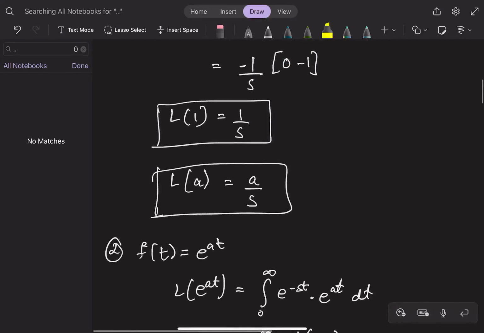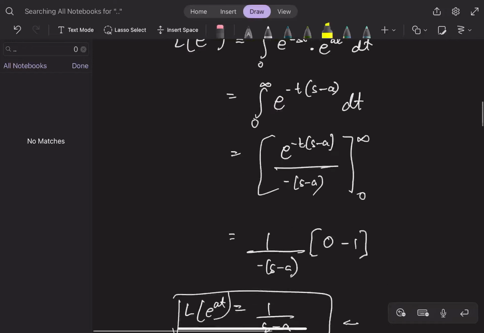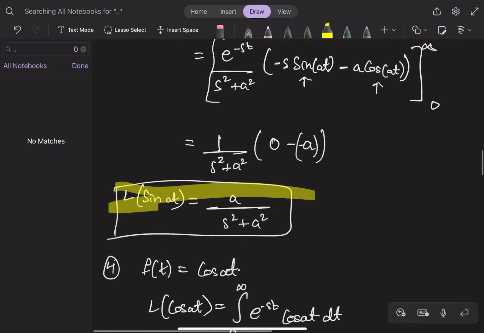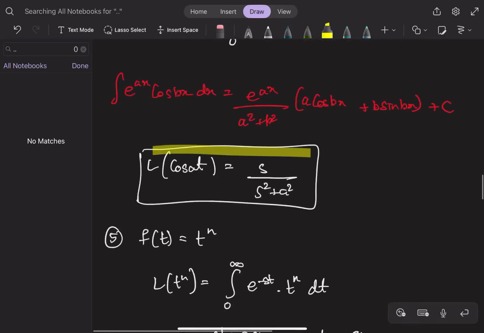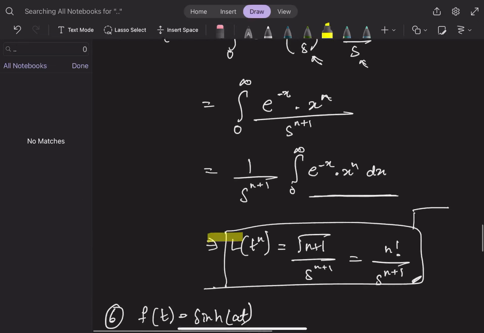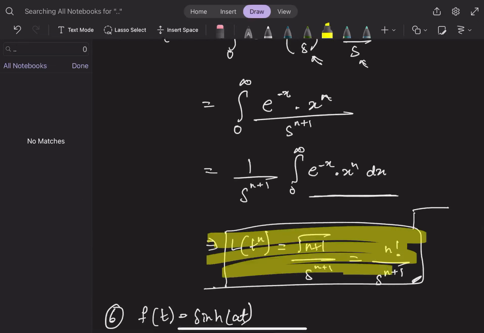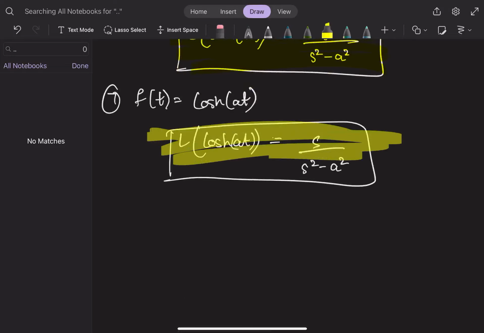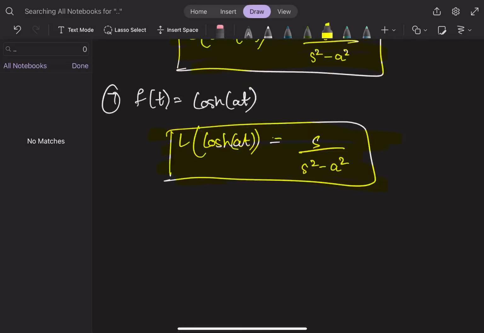So you need to remember this, this, this, this, this, this, and this. And I know these are a lot of formulas, but this is your basic foundation for starting Laplace. So let's do a couple of examples so you get the hang of it.